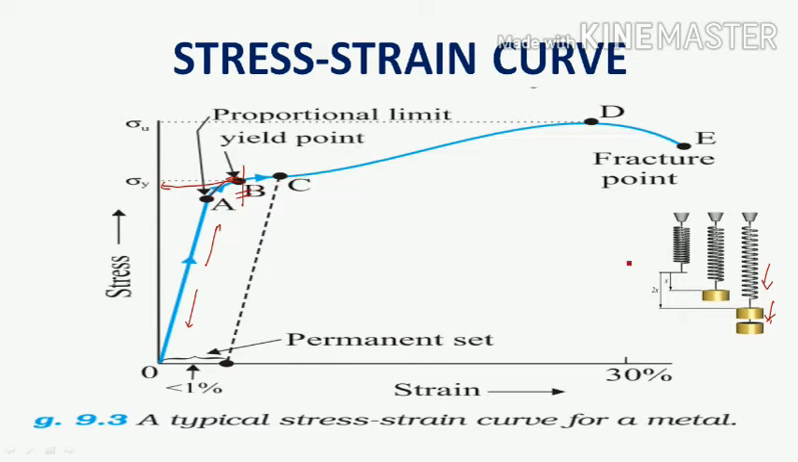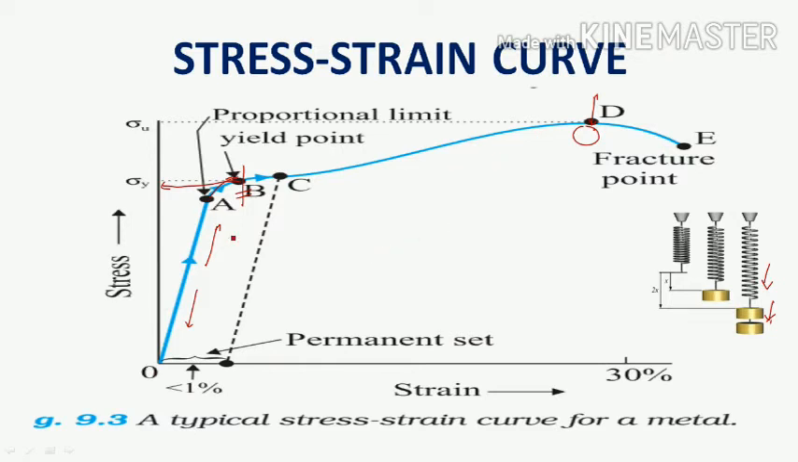Now if you observe, this D is known as breaking stress. That means up to D, up to this point, the ultimate stress or ultimate point, up to this stress the material withstands. After this point, at any time the material may fracture. So this is the simple stress and strain curve.